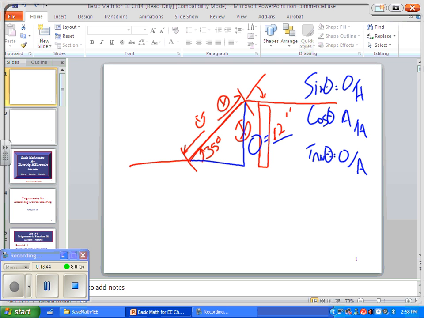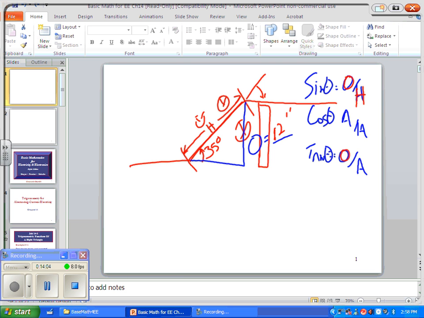And in this case, which function has something we have? First of all, the side opposite is what we have. There's only two functions that have the opposite in it, right? And we're looking for the hypotenuse. Well, there's only one function that has the opposite and the hypotenuse in it, and that's the sine.